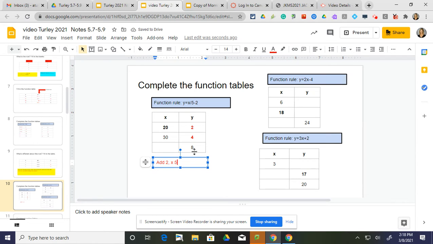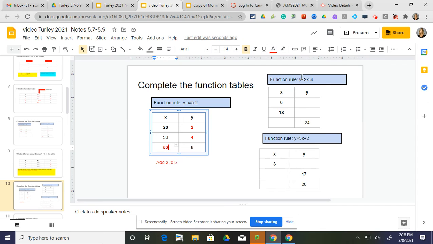So if I start with 8 and I add 2, I get 10, and then I would take 10 and multiply by 5 to get 50. Now let's check to see if that works. 50 divided by 5 is 10, and 10 minus 2 is 8. So think about it. When you're given the answer, look at the function rule and go backwards and think of the opposite. If you're going backwards, you're doing the opposite.